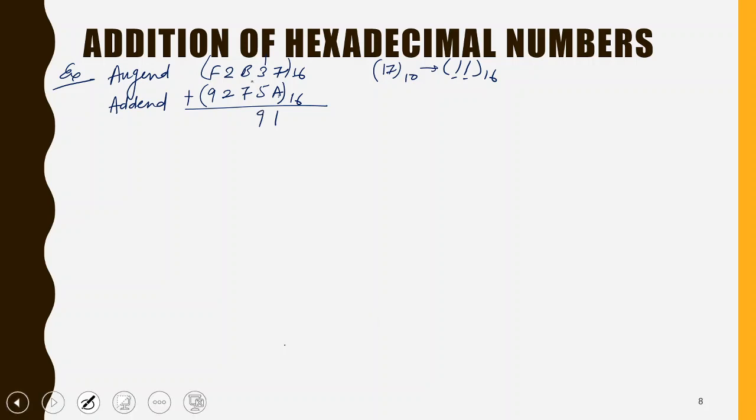No problem in this. B plus 7: B is 11, and 11 plus 7 is 18. 18 in decimal, and in hexadecimal it would be 1 2. So 2 will be written here and 1 will go to the carry. Then 2 plus 2 plus 1 is 5. No problem in this.